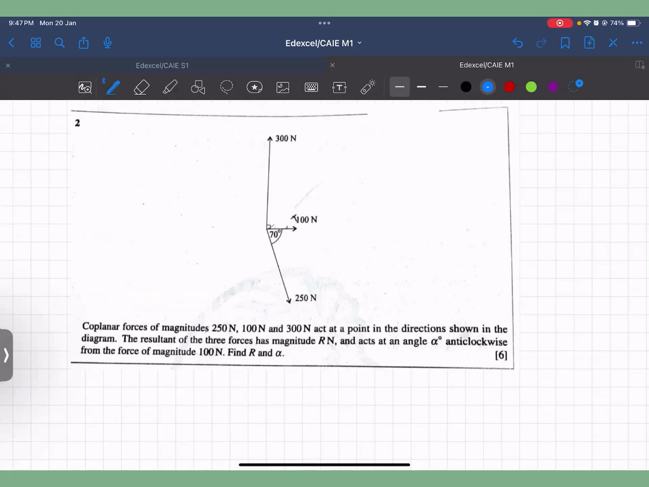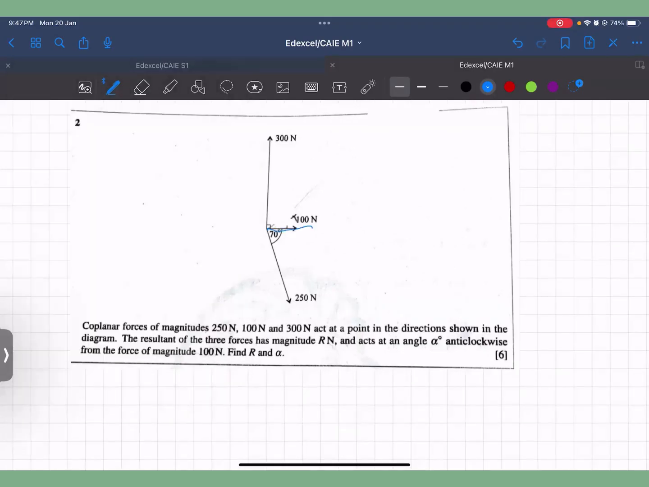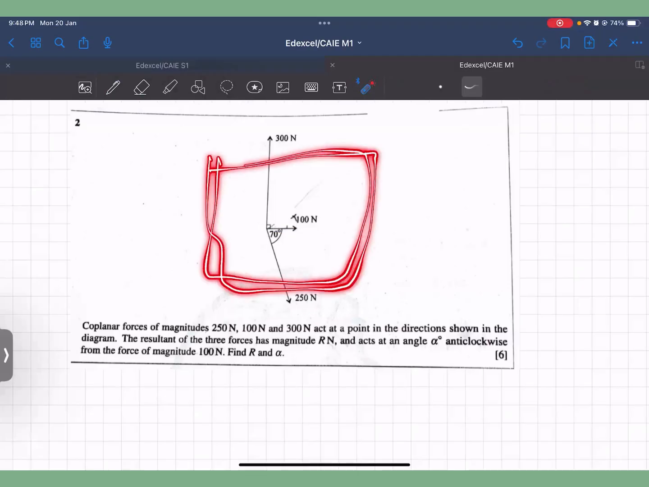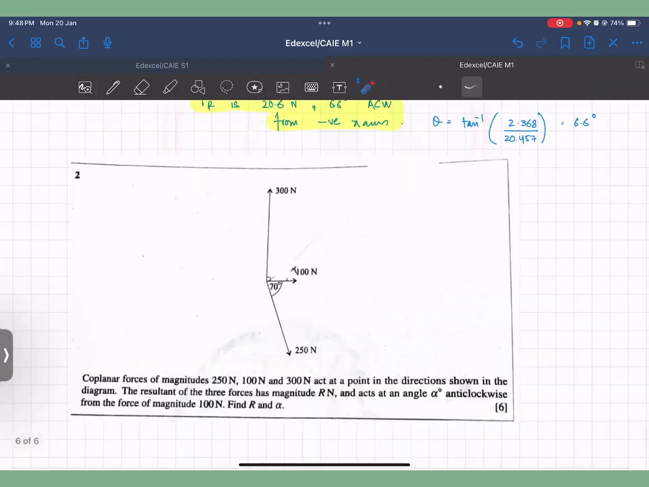Coplanar forces means that the forces are in the same plane. For example, all forces are horizontal. All of these are in the horizontal page plane in 2D like this. So coplanar means they're all in the same plane.